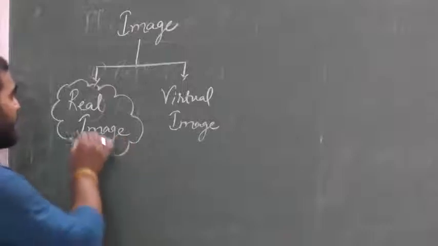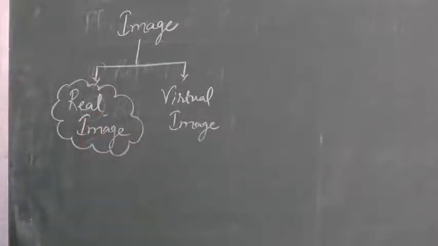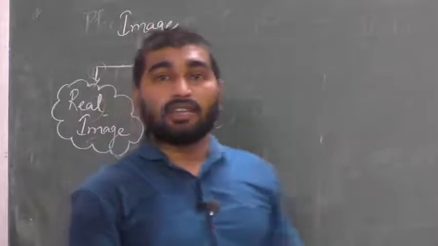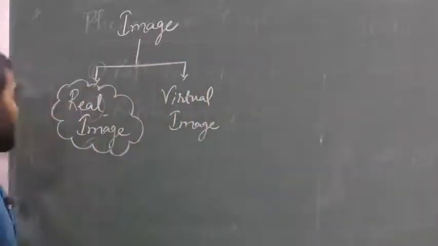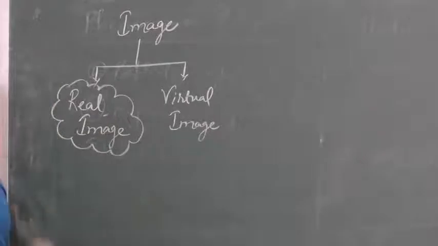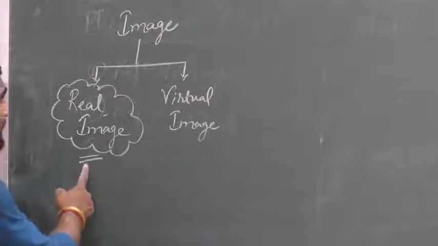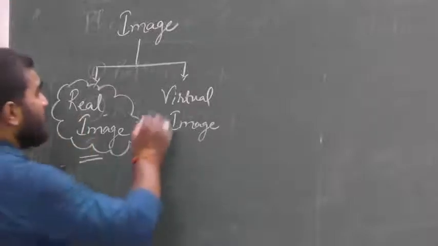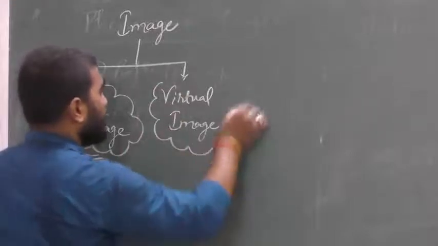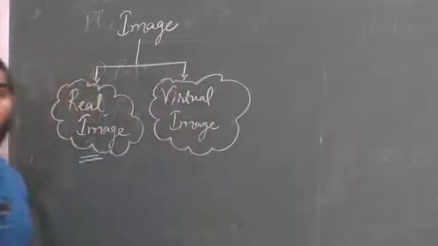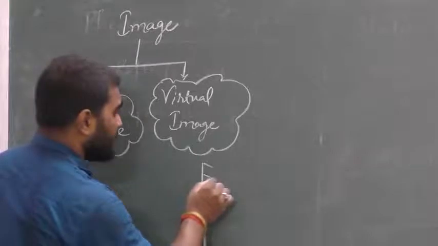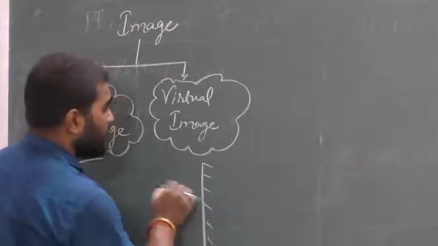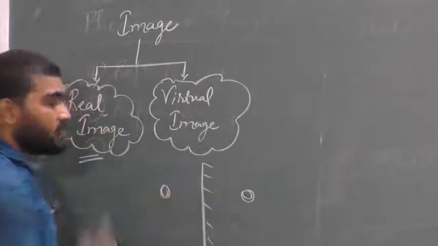Images on a screen are called real images. For example, when an image forms on our mobile, laptop, or smart glass screen, it is called a real image. And what is a virtual image? The image which does not form on a screen, but forms inside of the mirror, is called a virtual image.